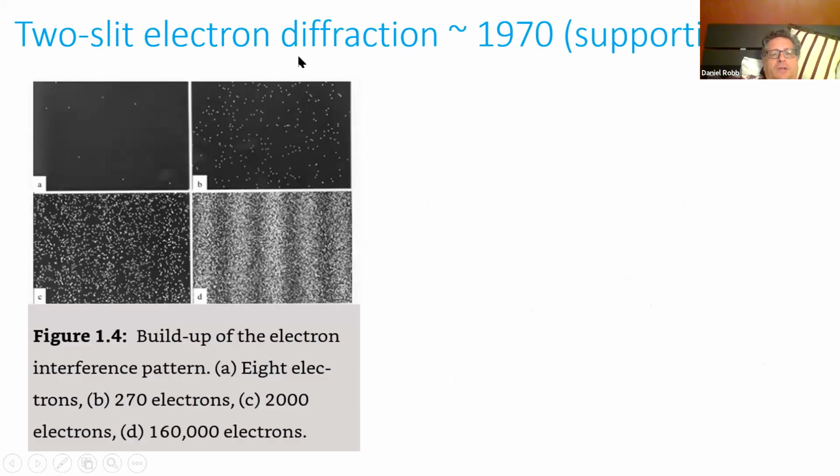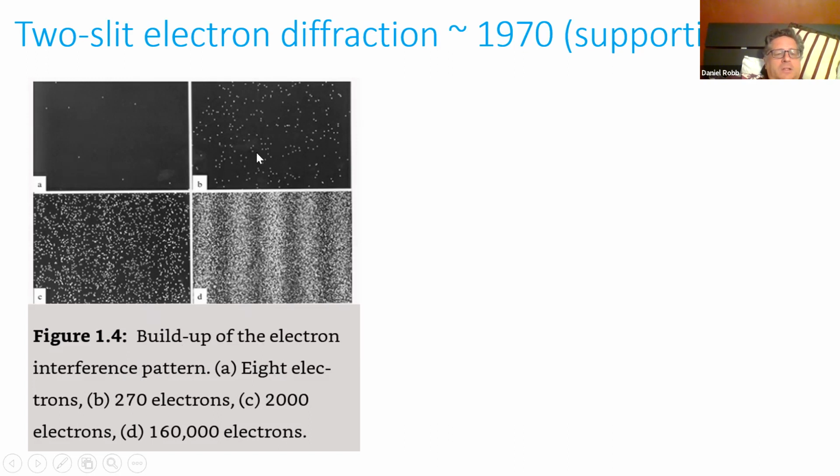Okay, so some really interesting experimental confirmation and a beautiful experiment is two-slit electron diffraction, which was finally experimentally realized around 1970 when the necessary technology was developed. So this is a picture of a plate which is exposed by electrons impinging on it, and the little dots you see are electrons actually hitting different locations of the plate. So gradually, the electrons build up an interference pattern.